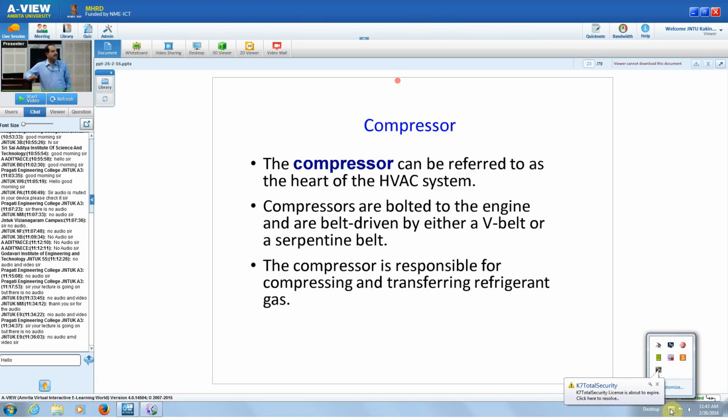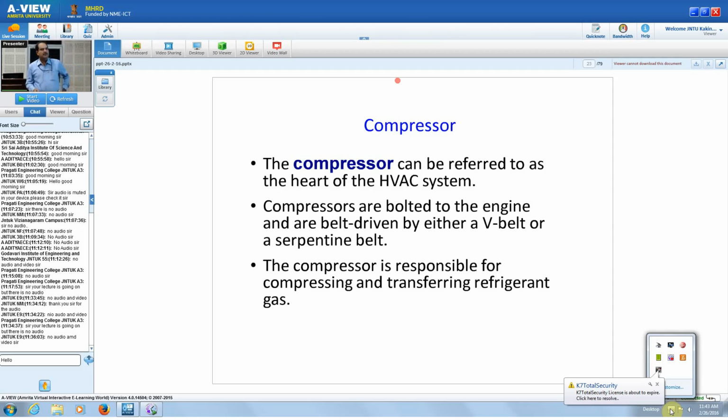The compressor is responsible for compressing and transferring refrigerant gas. So what is happening in the compressor? It receives the gas from the evaporator and sends it through the compressor to the condenser. Okay, sounds right.